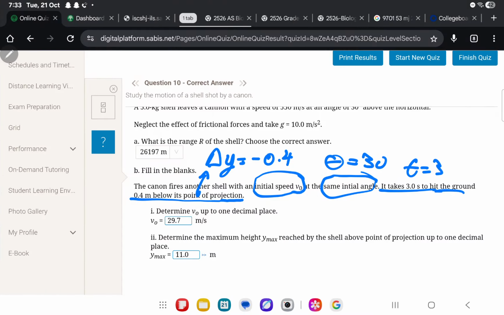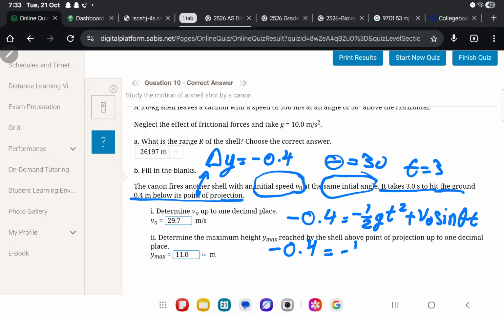So now, determine V0. We have delta y. Negative 0.4 equals negative half g t squared plus V0 sine theta t. So negative 0.4 is equal to negative half of 10 times 3 squared, which is 9, plus V0 sine 30. Sine 30 is 0.5. The time is 3, and 3 times 0.5 is 1.5.